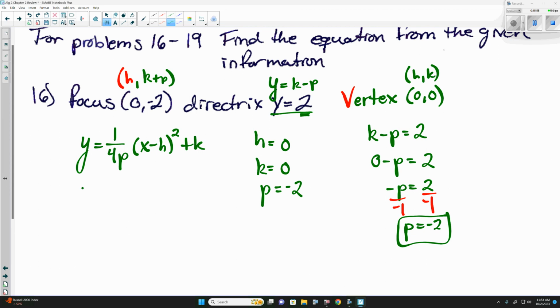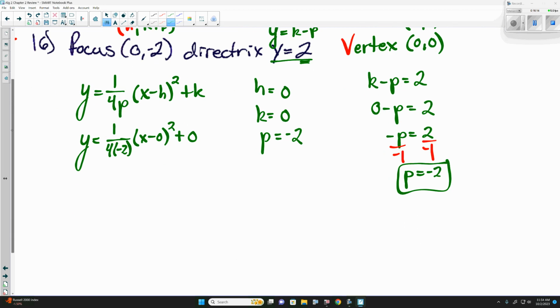Now at this point, to finish up this problem, the first thing we need to do is plug in the values of h, k, and p. Depending on which setup, you do need to be careful which spot h and k go into. Because with y equals, h is inside the parentheses and k is outside. With our other form, x equals, k is inside the parentheses and h is outside.